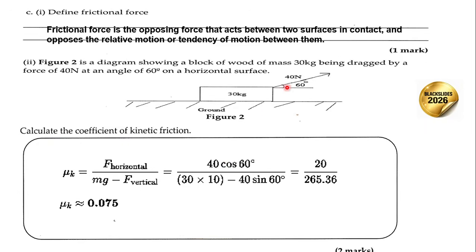To find the horizontal component or the horizontal force, simply take one of the trig ratios to be 40 multiplied by the cosine of 60. That's going to be the horizontal force, the force in the horizontal direction.